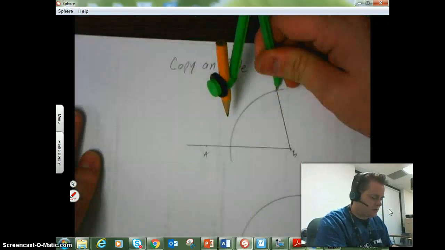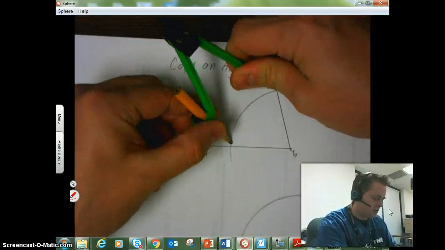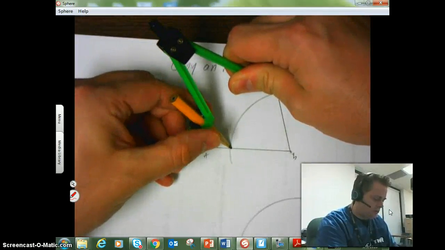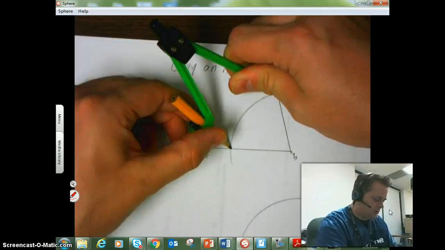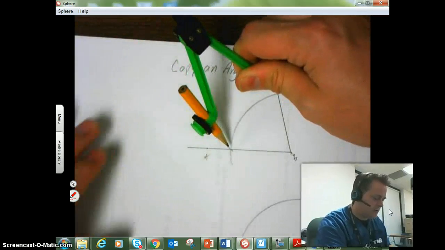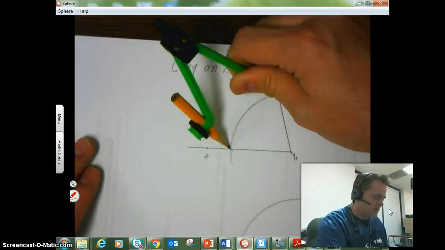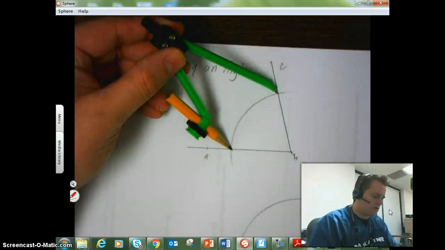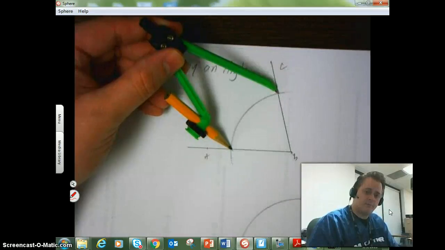now I'm going to take my compass and open it up to be the width. Right there is where I want it. I'm going to open it up to be the width of the distance between the rays where the arcs intersect the two sides. Okay?